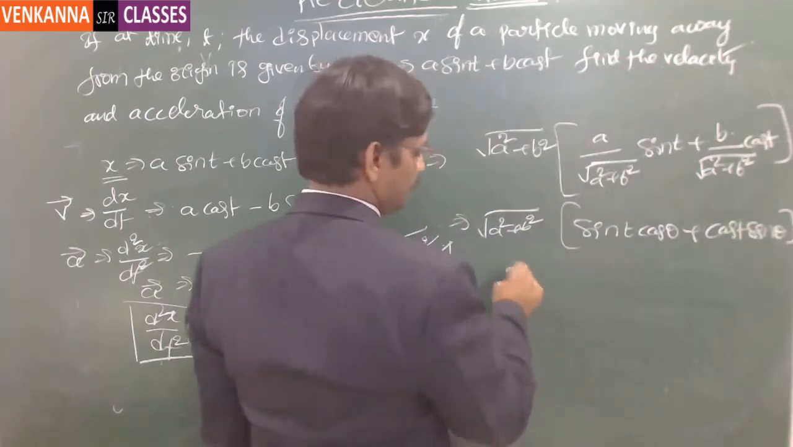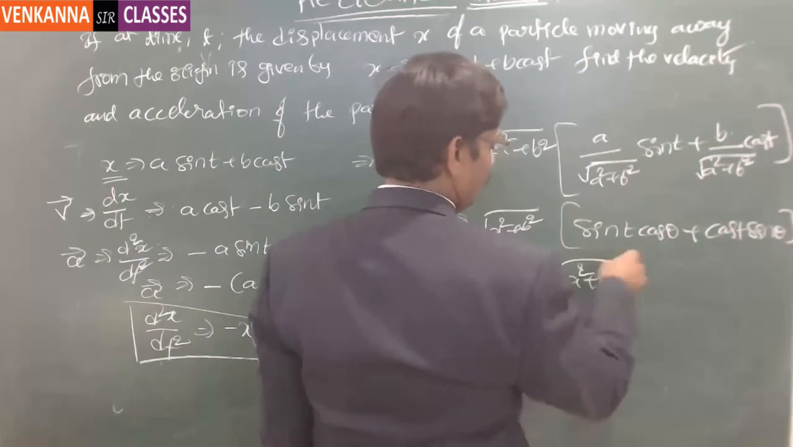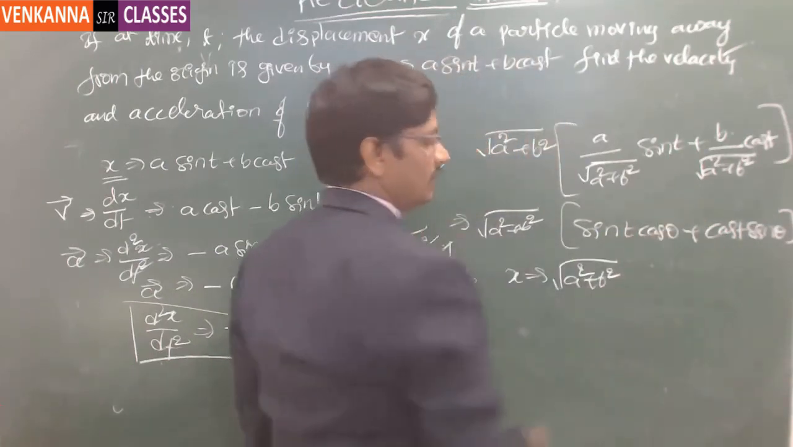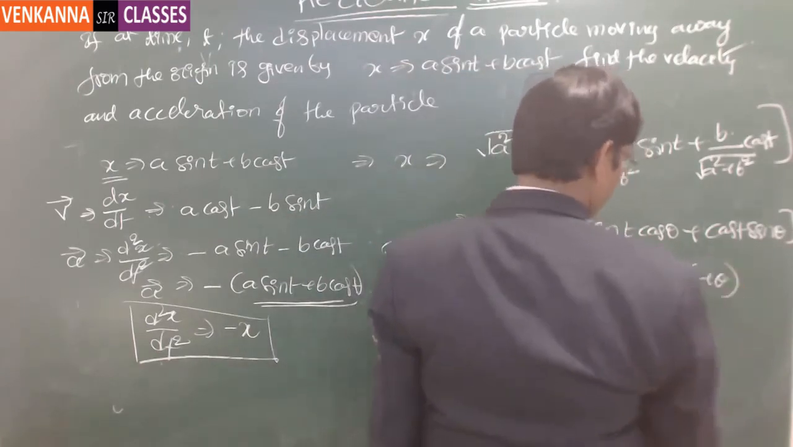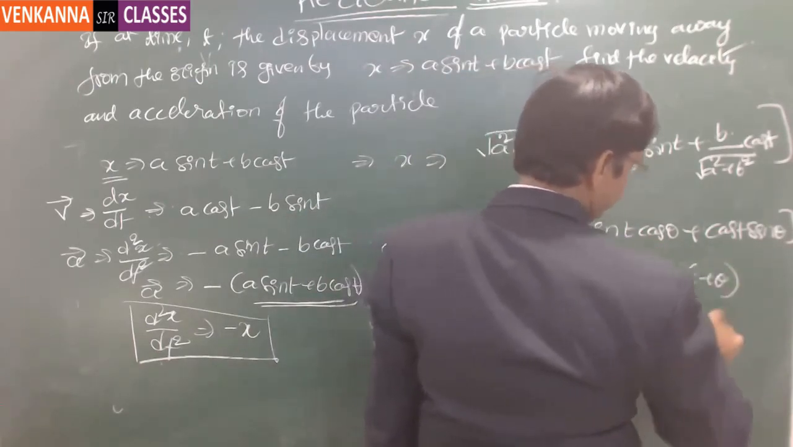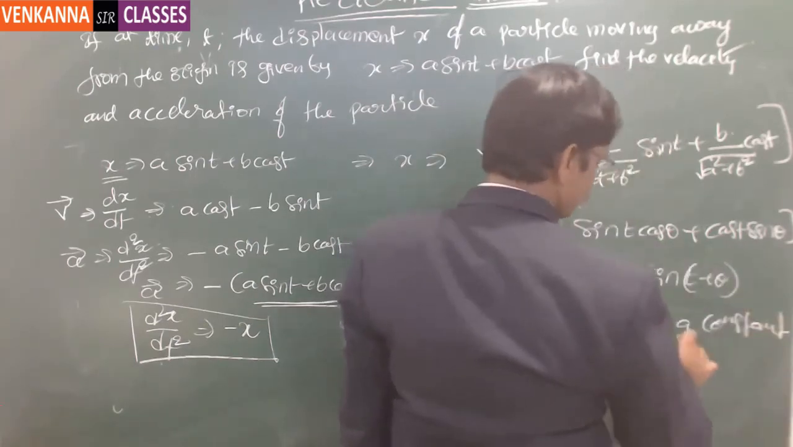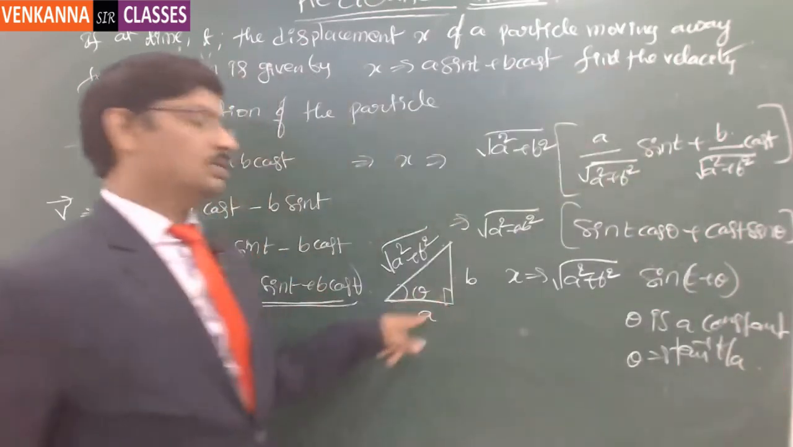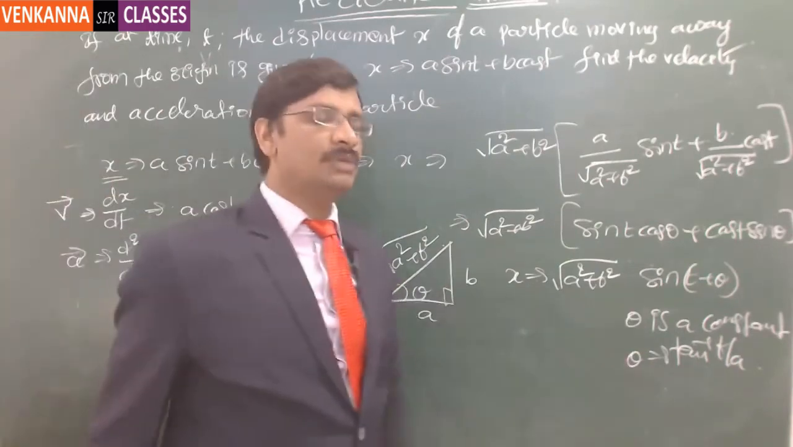So this x I can represent as square root of a square plus b square into sin t cos theta plus cos t sin theta. Since sin A cos B plus cos A sin B is sin of A plus B, this is sin of t plus theta, where theta is a constant, given by tan theta is equal to b by a. So theta can be treated as tan inverse of b by a.